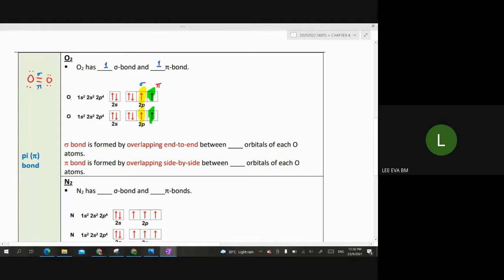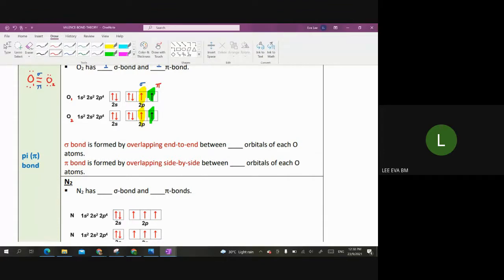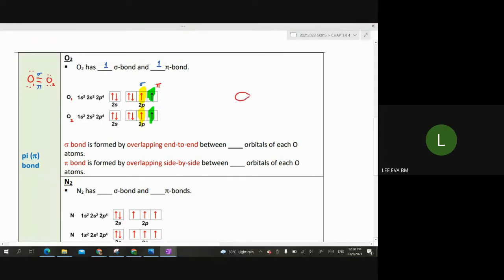So ini oksigen yang pertama, ini oksigen yang kedua. So mereka akan matchkan untuk buat overlapping side by side untuk end to end. Okay, so this is how we are going to draw the overlapping. So we start off with the end-to-end overlapping. Ini untuk oxygen, one of the 2p orbitals. Okay, oxygen 2p. So over here, we have another oxygen, also one of the 2p here. So dekat dalam sini ada 2 elektron. Mereka akan jadikan sigma bond.